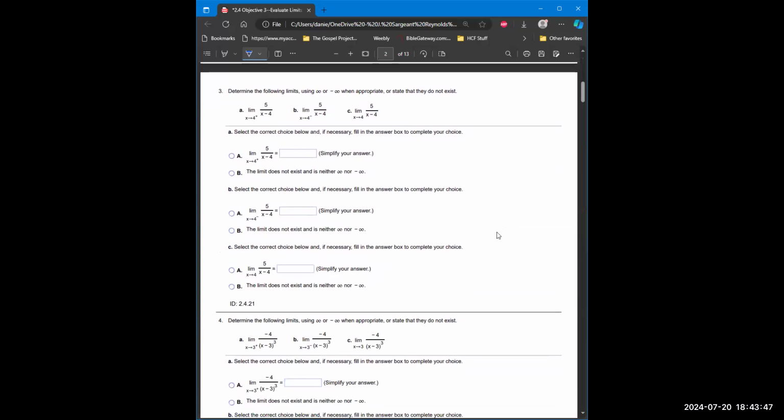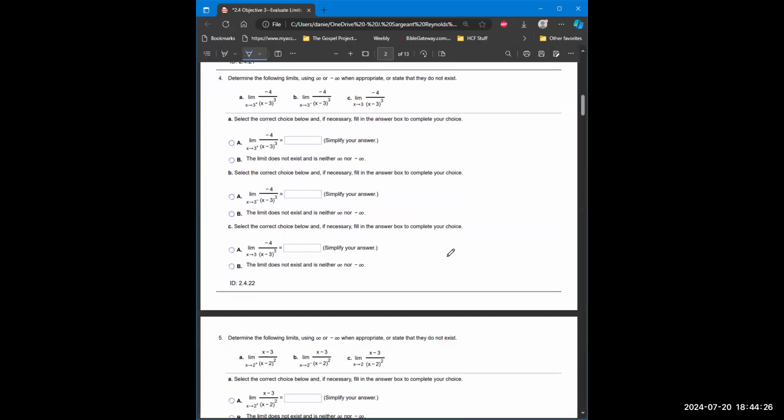Determine the following using positive or negative infinity where appropriate, or state that they don't exist. As x approaches 4 from the right of 5 over x minus 4, the denominator is going to be positive. A positive over a positive, where the denominator is getting close to 0, is going to go to positive infinity. As I approach 4 from the left, this denominator is getting closer to 0 from the negative direction. So a positive over a negative is negative infinity, which means that it's neither infinity nor negative infinity for the limit, and the limit does not exist.